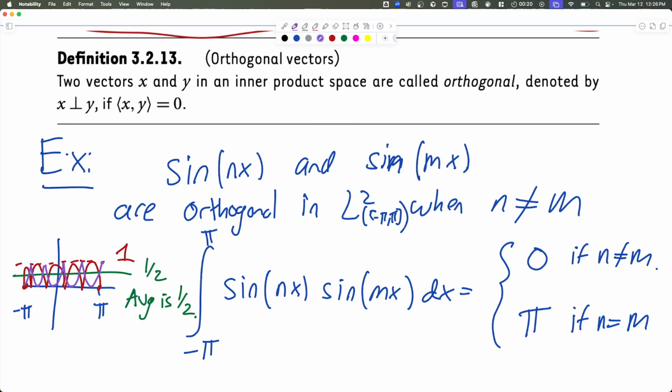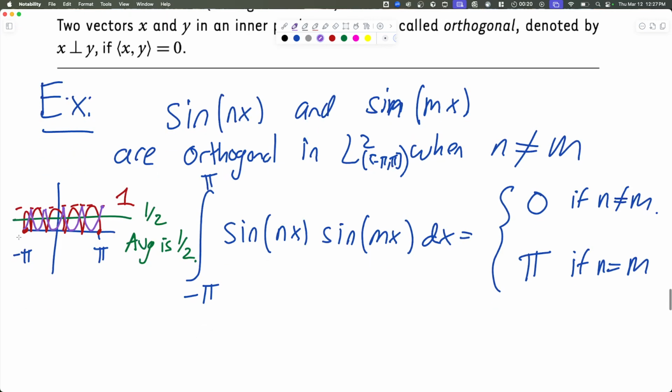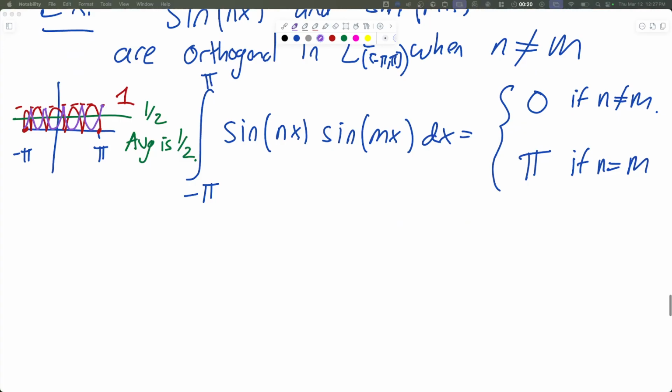Are there some other interesting examples of orthogonal vectors? Well, there's the usual perpendicular thing in 2 dimensions, but we did that already. Okay. Here is one of the reasons we care about orthogonal vectors.